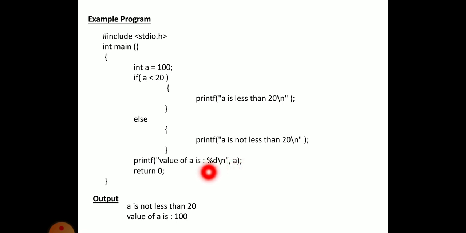We know %d is used to specify that the following variable is an integer variable. We are going to print the value of a, which is an integer value. So we specify it as %d. Value of a is %d, a, that is, value of a is 100 will be displayed. \n, as you know, it is used to print the output in a new line. It is a new line character that is used to get the output in a new line.